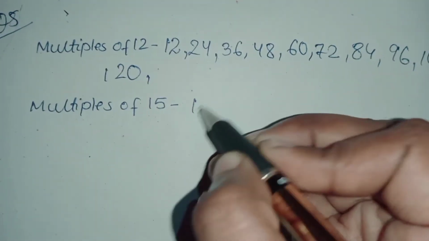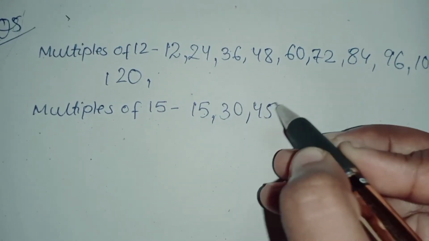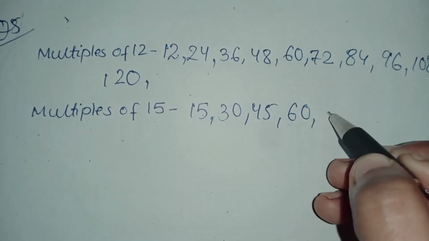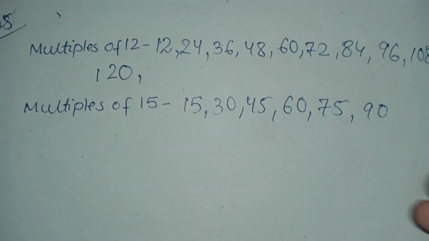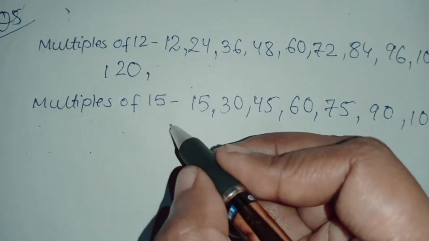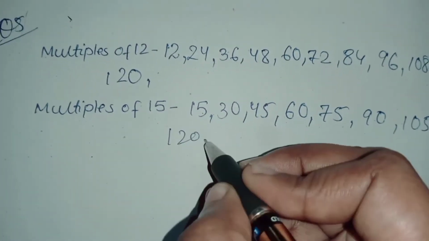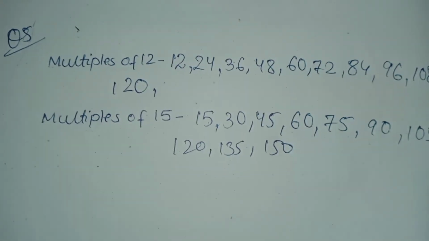Okay, so 15 ones are 15, 2 are 30, 3 are 45, then 60. You have to write the table only. I'm writing the table directly: 90, 105, then 120, 135, 150. Okay, so till 10 I have written.